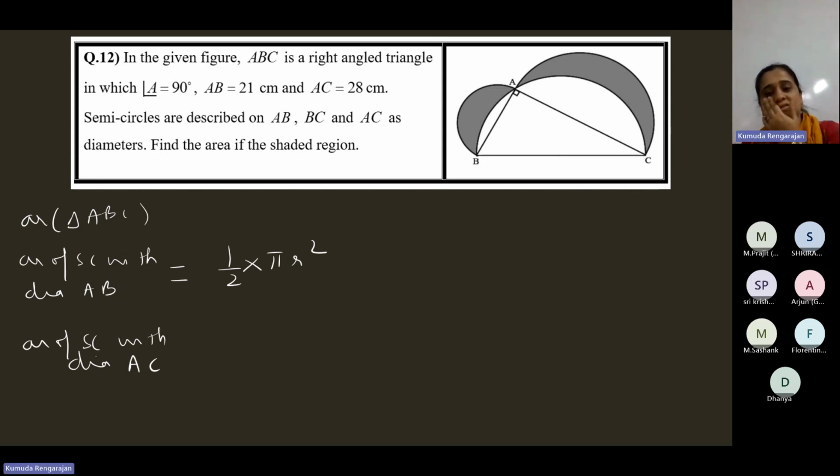So you can present your answer like this. Area of triangle ABC, then area of semicircle with diameter AB, area of semicircle with diameter AC, area of semicircle with diameter BC. Then add the first 3, subtract the last. And then for the radius you can say R1 here, area equals half into pi into R2 square, because you'll have to differentiate, no? Then R3 you can use.